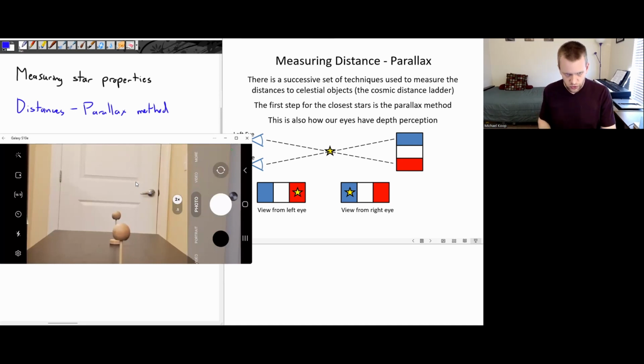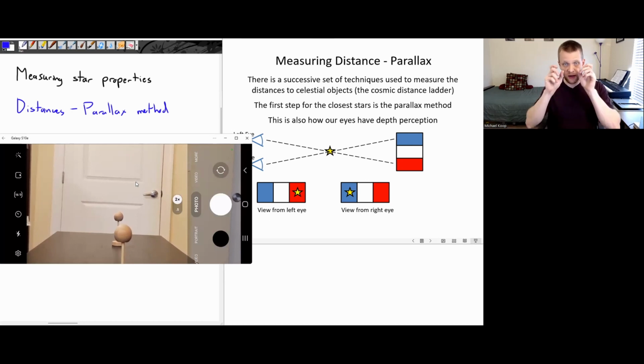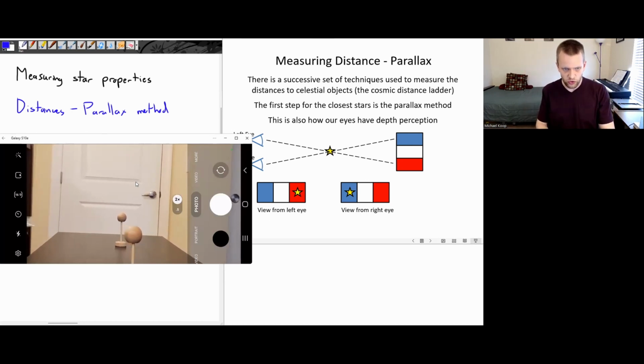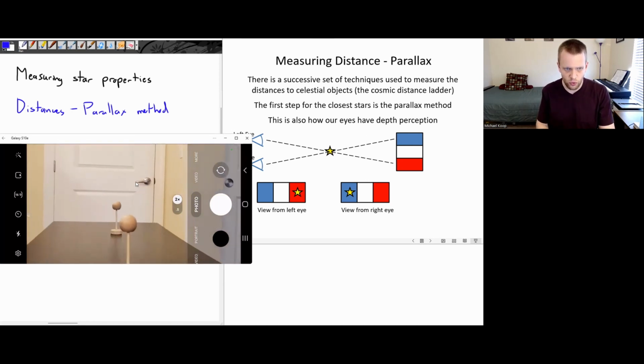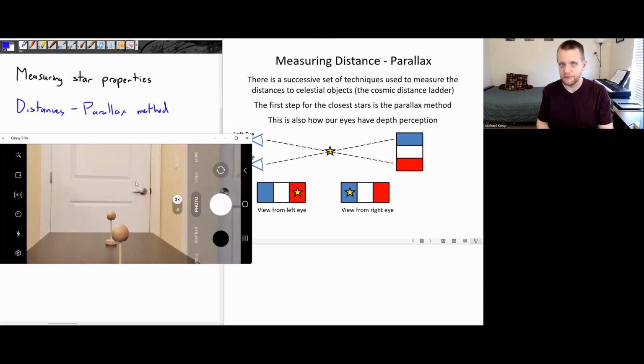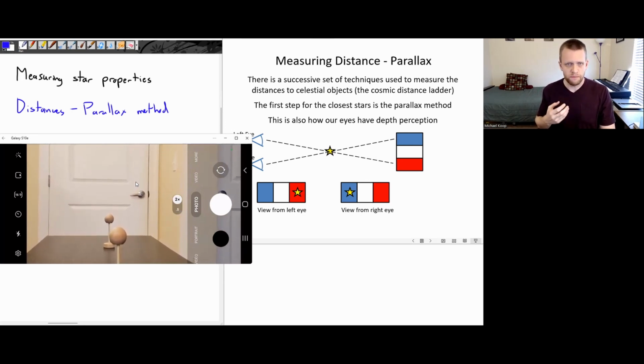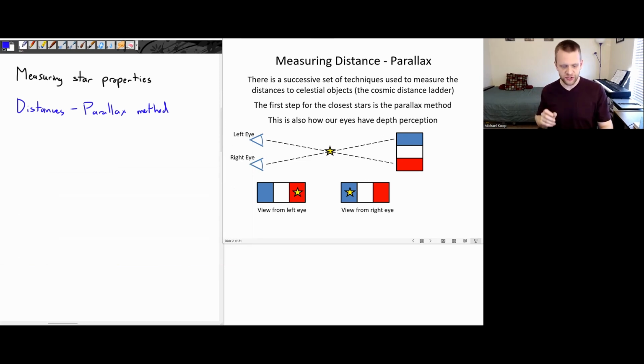Well, if my eyes were close together, that would be like just barely moving the camera from side to side. I almost don't see any shift at all. However, if my eyes were further apart, well, that corresponds to a greater shift in both of those objects. That's going to be easier to detect. So if I want to measure the distances to different stars, I effectively want my two eyes to be as far apart as possible.